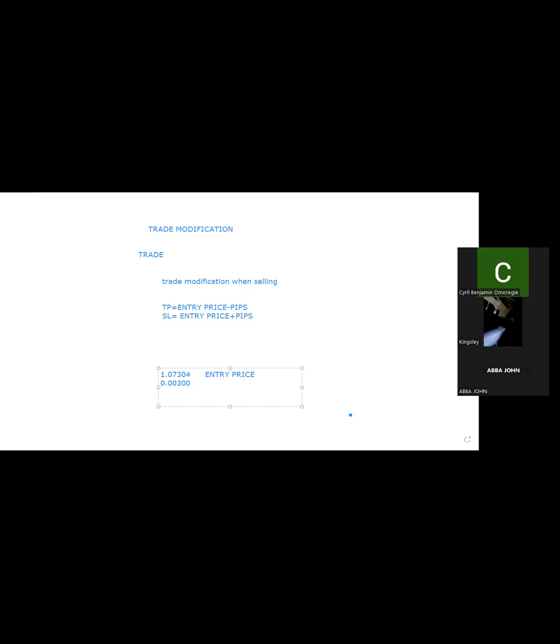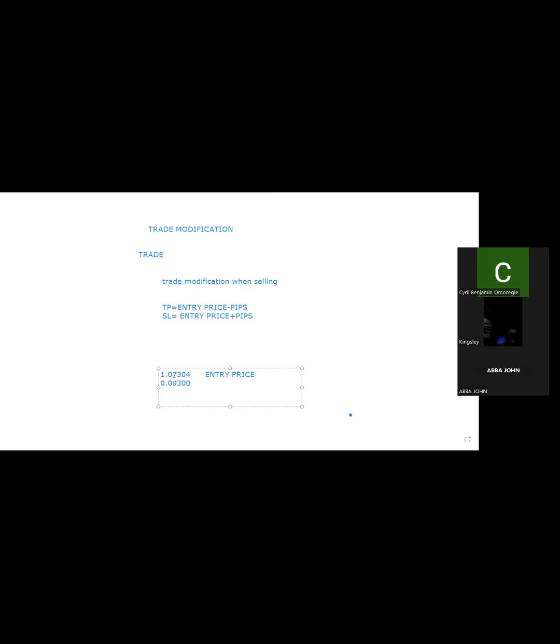So while I'm trying to do that, because the formula for stop loss when selling says entry price plus pips. Now I set 30 pips stop loss. What it means is you will add your entry price plus that 30 pips. Whatever number it gives you is where you go and put the stop loss that I showed you on that red line.